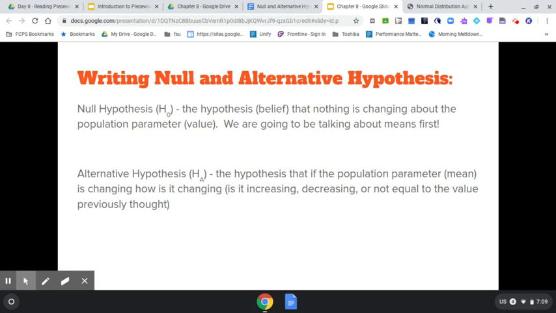All right, the alternative hypothesis, H sub A, is the hypothesis that if the population parameter, the mean, is changing, how is it changing? Is it increasing? Is it decreasing? Or is it just not equal to the value that we previously thought? So if we believe that Frederick County Public Schools are higher than the national average, my alternative would be that mu is greater than 1060.